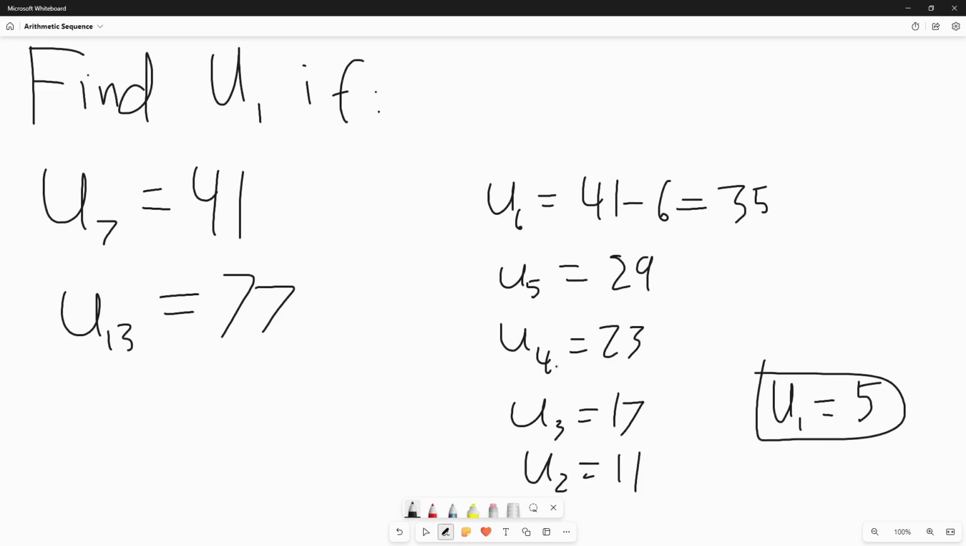This is our answer. What we did is find the difference between the two terms, like their position in the sequence, and the difference between the values of the two terms, which is 41 and 77. We used those numbers to find the difference between each term in the sequence. And then after we found that difference, we counted backwards from 7, going to the 6th term, 5th term, and so on until we reached the first term. And our value is 5.